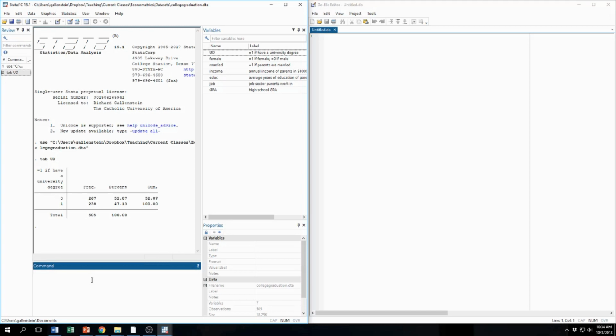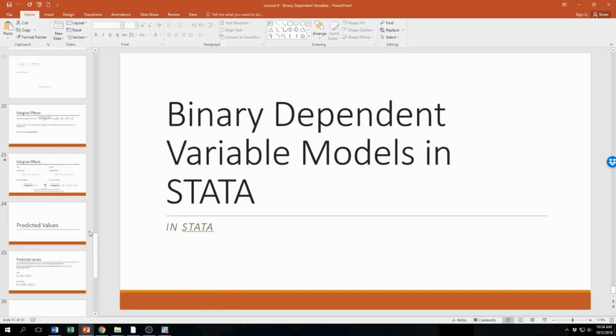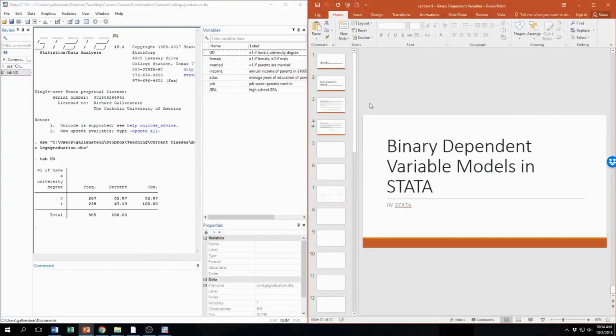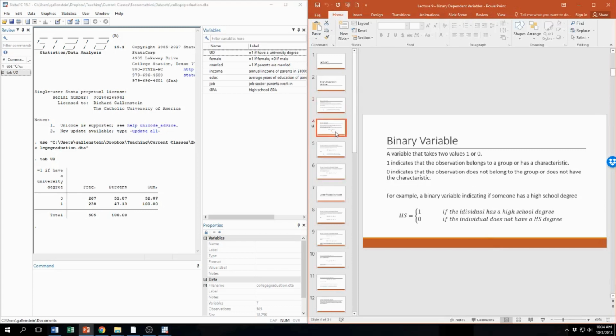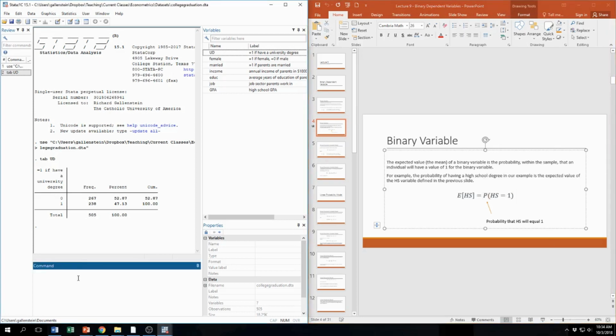Now, to reinforce the point that I made at the beginning of the lecture, maybe we'll go through this here. The expected value of this binary variable is equal to the probability within the sample that someone will have a dependent variable equal to 1. So in this example, the probability that someone in our sample has a university degree is going to be just the average in the data set. So let's just find what that average is.